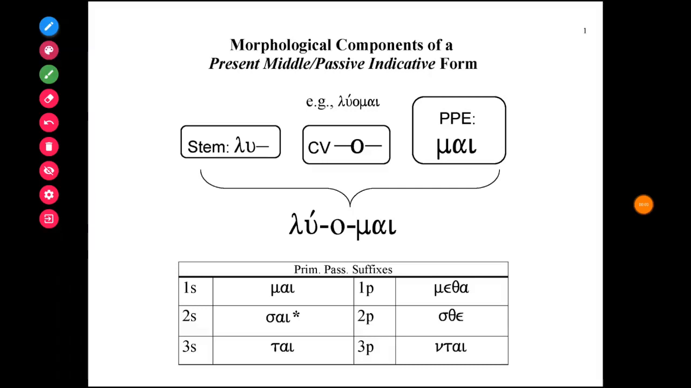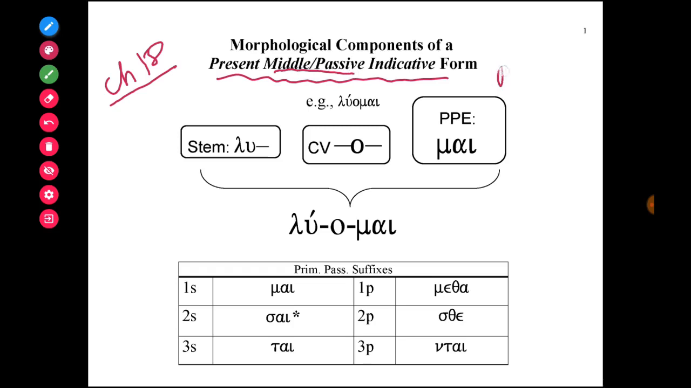Welcome to the module where we'll be studying the present, middle, passive, indicative forms. So this covers Mounce, chapter 18. We are skipping 17. Chapter 17 will be covered in Greek 2, and we're going from the present, active, indicative forms from chapters 15 and 16 to chapter 18 to learn the middle and passive forms.